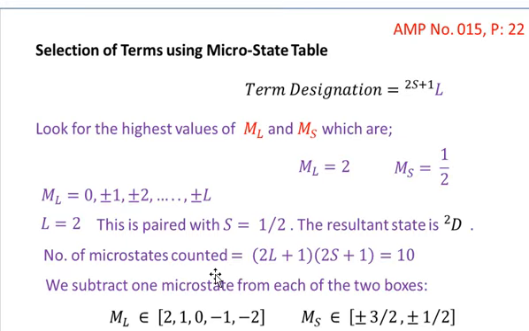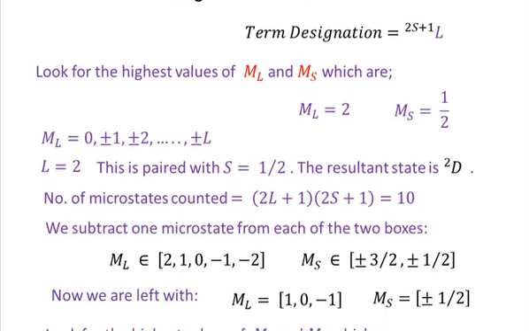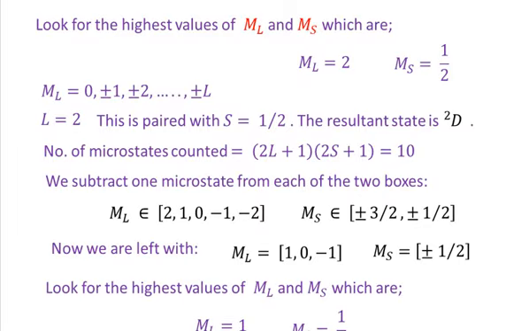Now the number of microstates counted. How many times does this 2D state occur? It occurs by the number that is equal to 2L plus 1 times 2S plus 1. So put the value of capital L is equal to 2, put the value of capital S is equal to half, then multiply, then together you will get 10. So it means that the state 2D will occur 10 times for the ground state. It might be a degenerate state or maybe non-degenerate state. We are not going to discuss that at the moment. But its total number of microstates containing 2D states will be equal to 10 in the number.